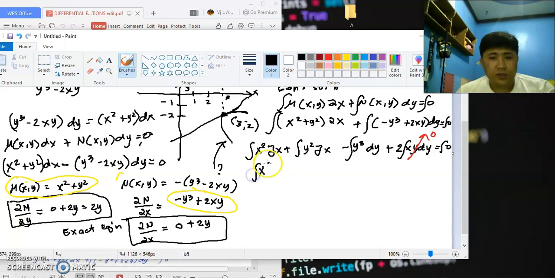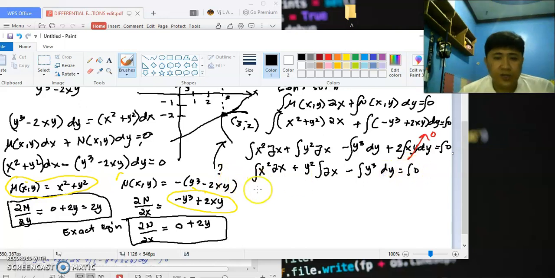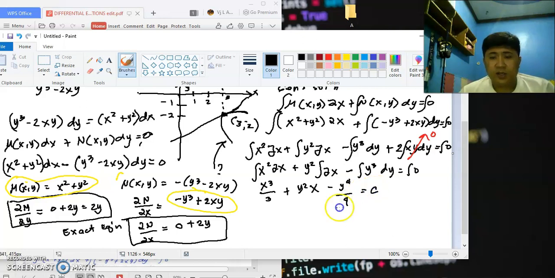So x squared partial of x plus, since this is constant, you will copy this one and just integrate this one because this is just a constant, minus integral of y cubed dy equals integral of 0. So now this is equivalent to x cubed over 3 plus y squared, integral of dx or partial of x, that is x, minus integral of that y raised to the power of 4 over 4 equals c.